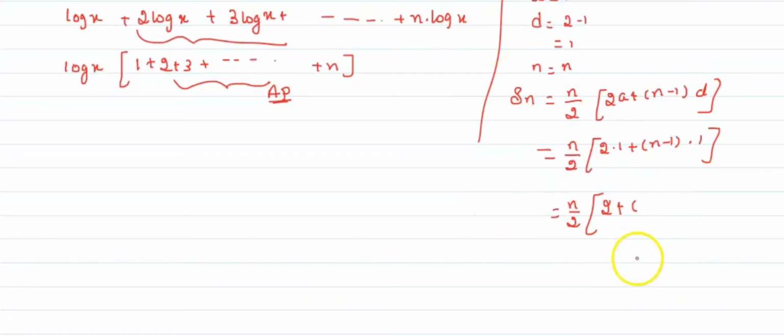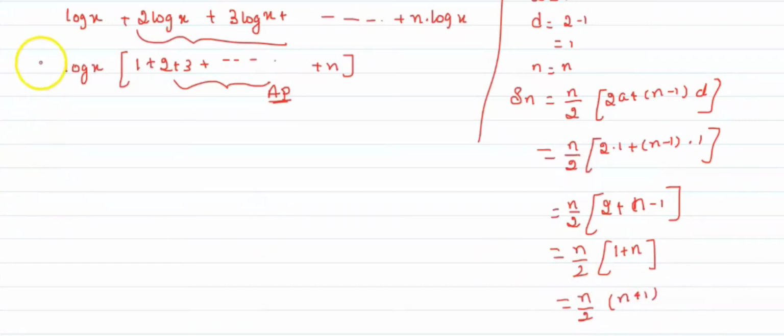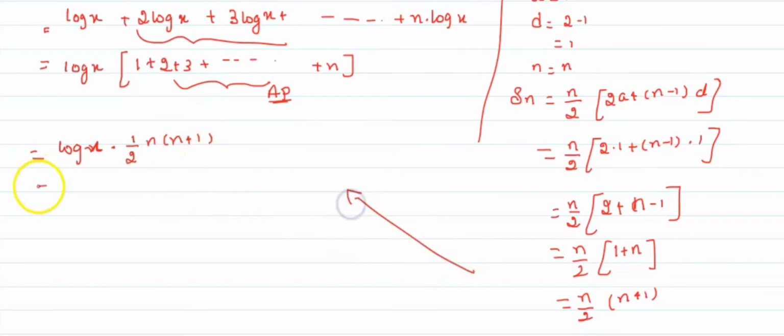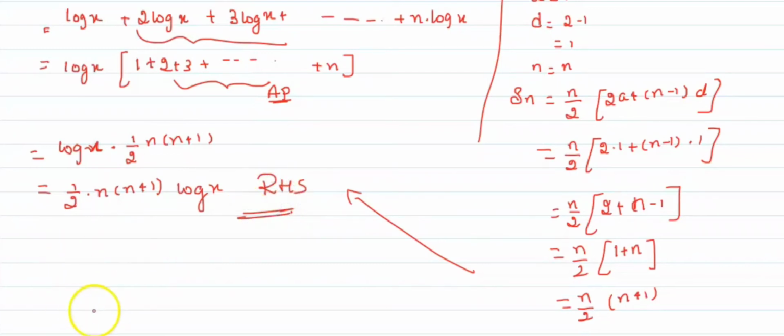Okay. N minus 1. So this is n by 2 into 2 minus 1 is 1 plus n, or you can write it as n over 2 into n plus 1. So this log x will be taken as it is. So sum of n terms in an AP can be written as 1 by 2 into n plus 1. So whatever I have got here, I'm just replacing it. So you can arrange it properly. So 1 by 2 into n plus 1 into log x. So this is your RHS. Hope you understood.